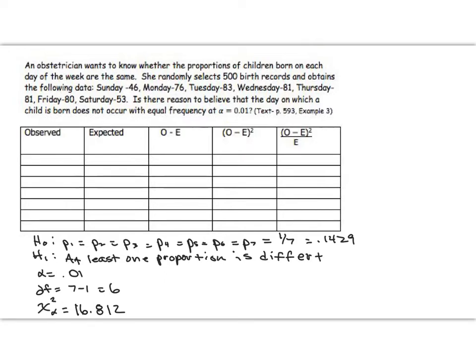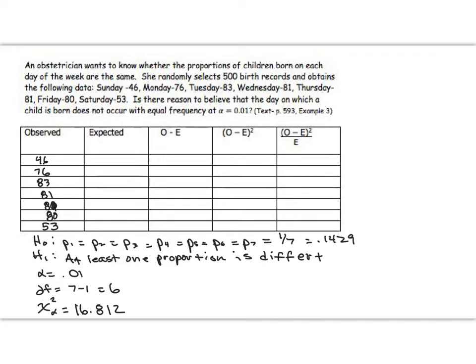So now that I have my chi-square value, let's go ahead and calculate the values that we're going to need to find our test statistic. We're going to start with our observed values. I'm going to fill in the table with the values that we've observed. That's 46, 76, 83, 81, 81, 80, oops, 2 81s, and then 53.